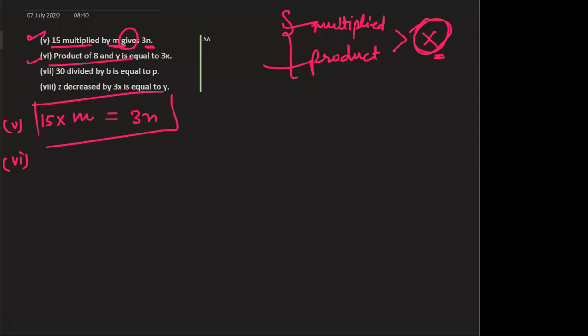Question 6 says product of 8 and y. I have already told you what is the meaning of product. So product of 8 and y is equal to 3x, right? So you will write 8 and product means multiply y is equal to 3x. This is your algebraic expression. Very good, Adarsh. Adarsh, check your answer. This is not correct. It's not 8xy. It's 8 into y.